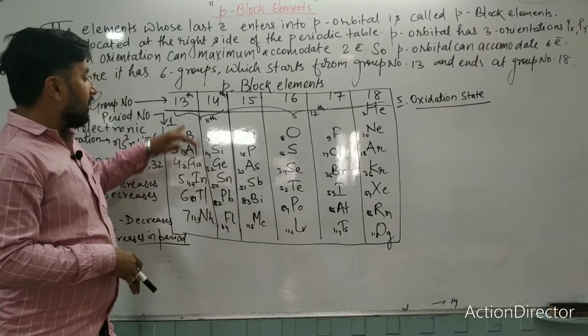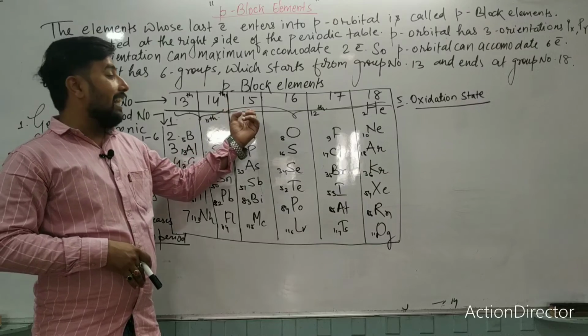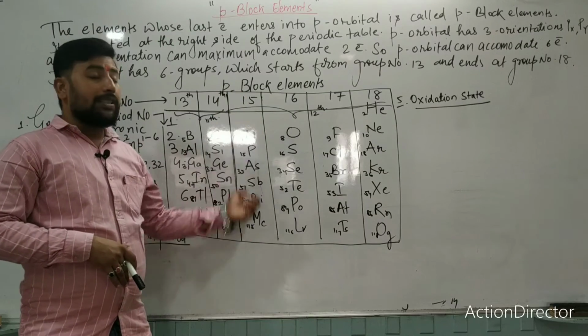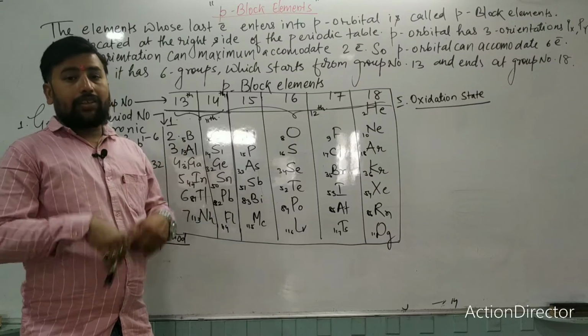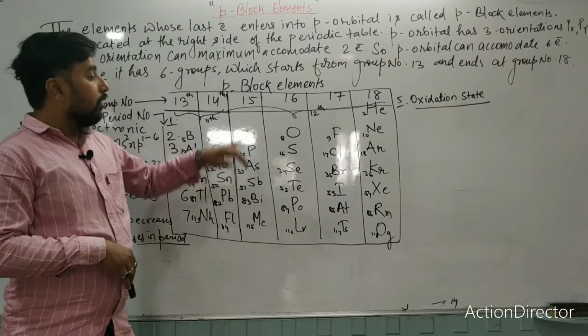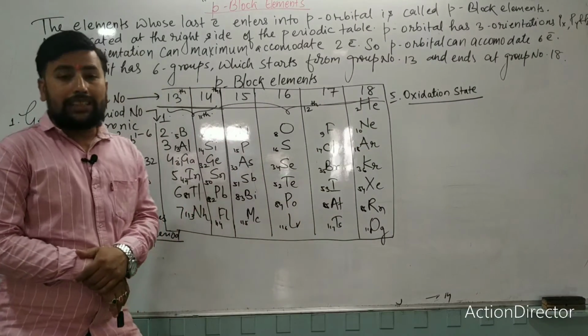So the valency of group 13 is 3, group 14 is 4, group 15 again 3. Why? Because these elements have 5 valence electrons, so they will take 3 electrons and complete their octet. So the valency of group 15 is 3 and the valency of group 18 is 0.